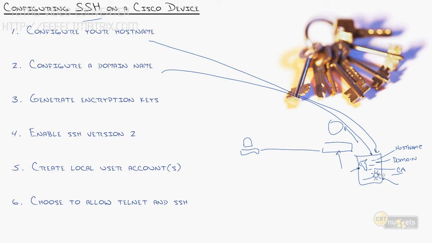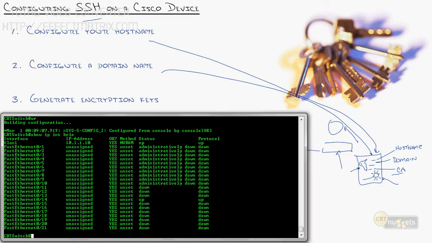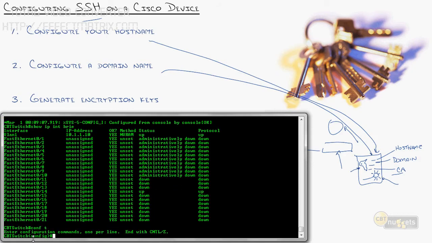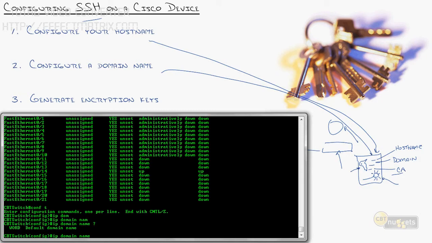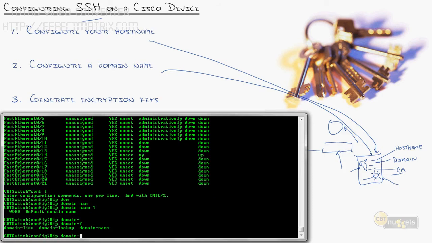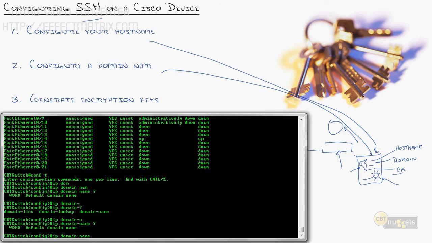Okay, so here's what we're going to do. I've already configured the host name for this device. It's CBT switch. Now I need to configure a domain name. Global config mode. And the command is IP domain name followed by what we want the domain name to be. Sorry, it's IP domain name, or it looks like we can do a space. Either one of those. Sometimes Cisco is inconsistent. You'll have two ways of doing the same thing. So IP domain name, we've got CBT switch dot. Let's do nuggetlab.com will be our domain name that we're going to use.